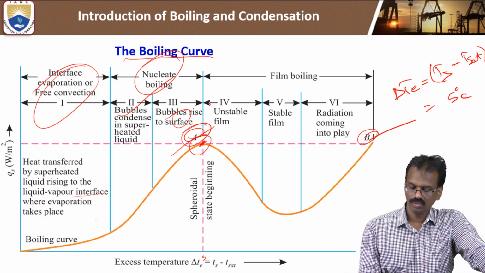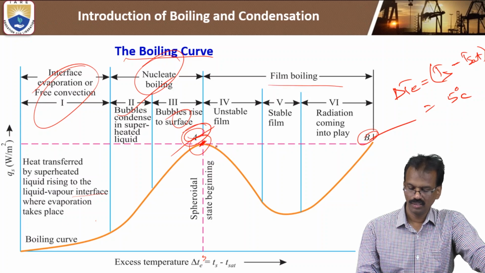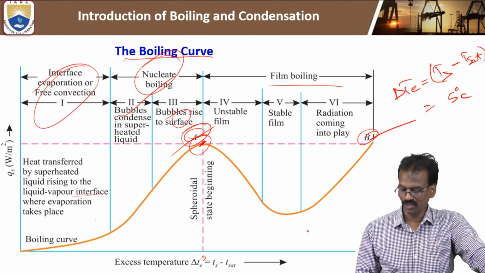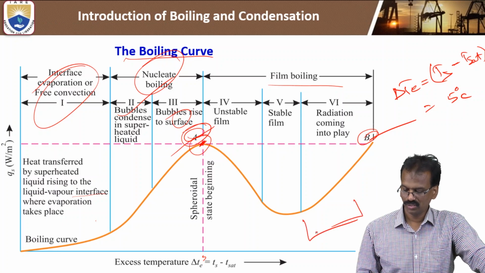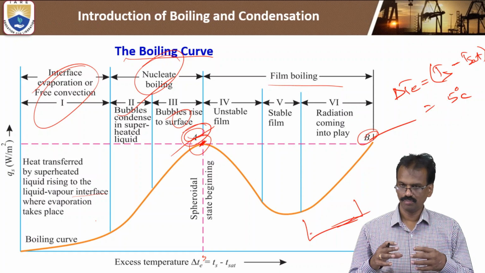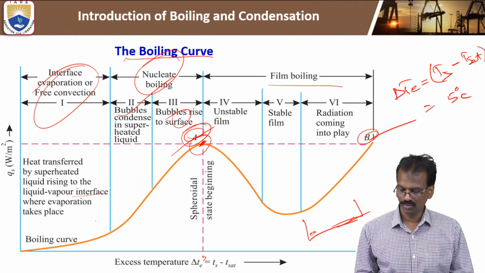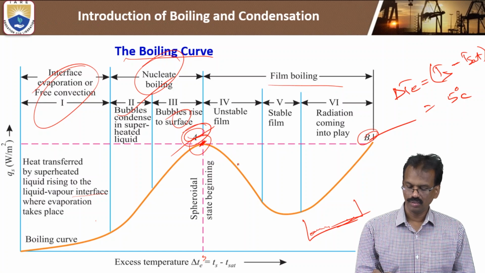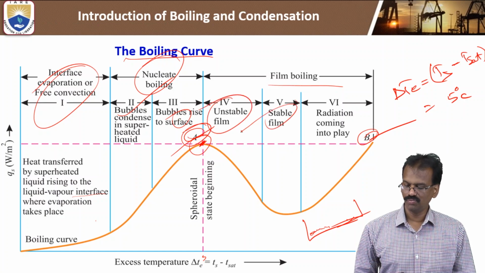The next phase is film boiling. From this point, the heat flux will reduce. It means the heat transfer rate will decrease due to vaporization of the surface. The bubbles combine with each other and some film-type layer is formed on the surface. Here we'll see three phases. One is the unstable film, next is the stable film.